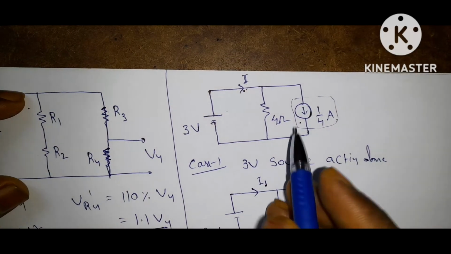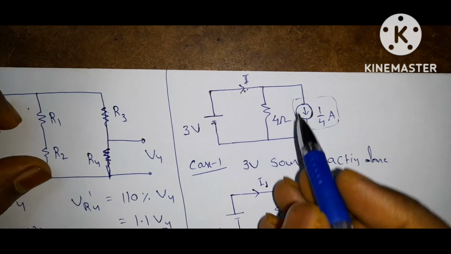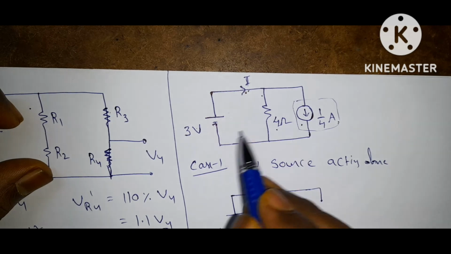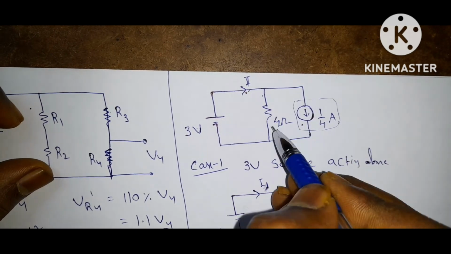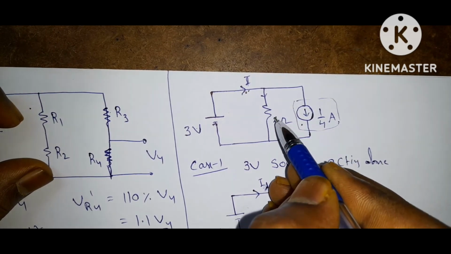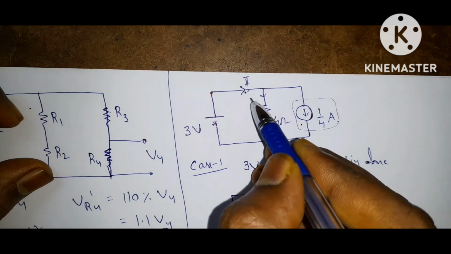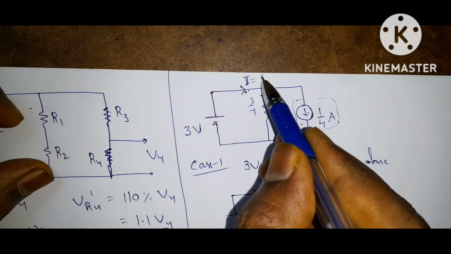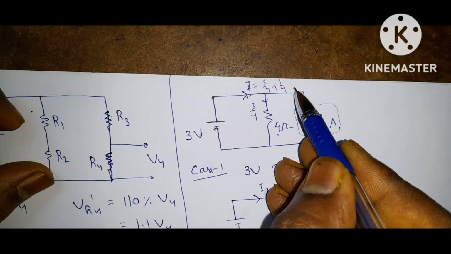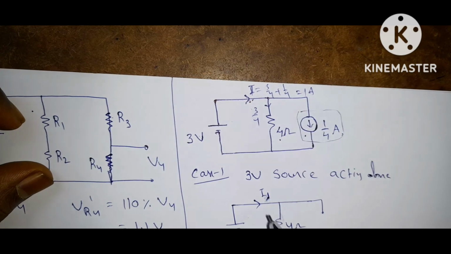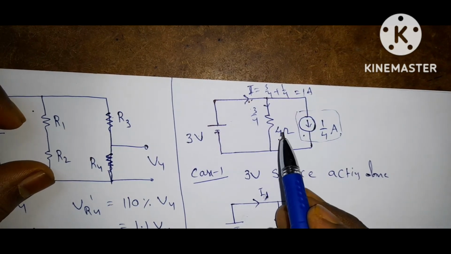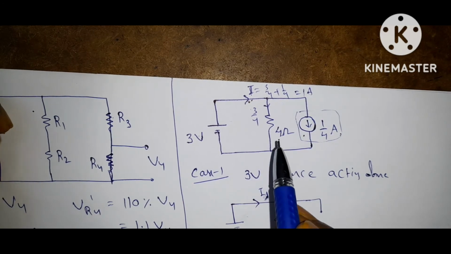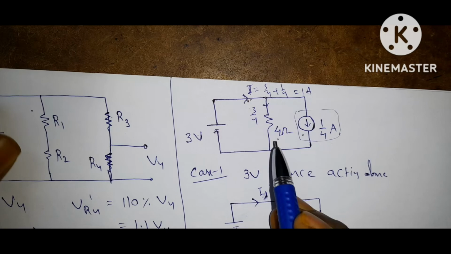Or you can find this current directly. The voltage across this 4 ohms is 3 volts, because these 3 elements are connected in parallel. The current flowing through this 4 ohm is 3 by 4. If you apply KCL here, I is equal to 3 by 4 plus 1 by 4. You will get 1 amp directly. If the examiner mentions a particular method in the exam, then you need to solve using that method only, particularly in case of descriptive exams.